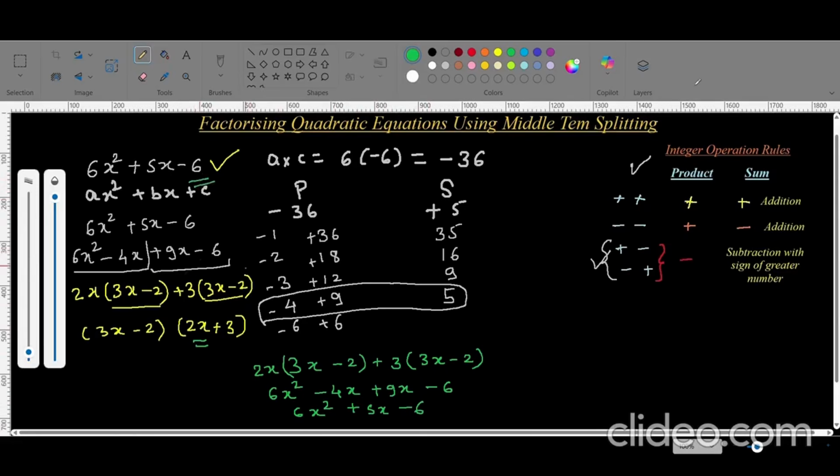In the middle term splitting method to solve a quadratic, first of all we have to write integer rules on the same page. Secondly, we have to make this table so that factorizing the given product and finding its sum, and assigning the signs to the larger and the smaller factors becomes easier. It becomes very easy to pick up the factor that matches the given condition.